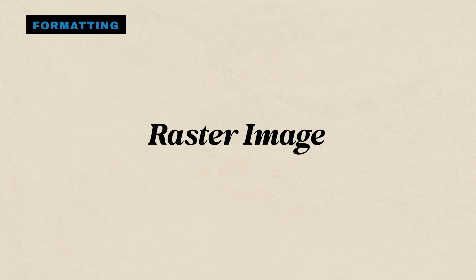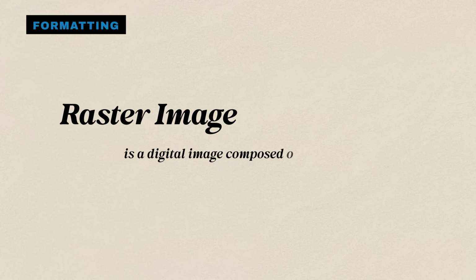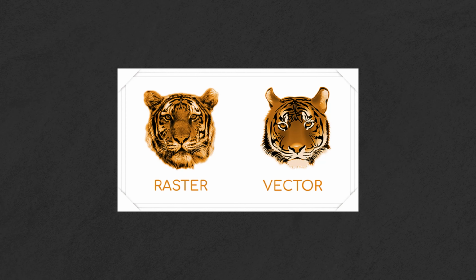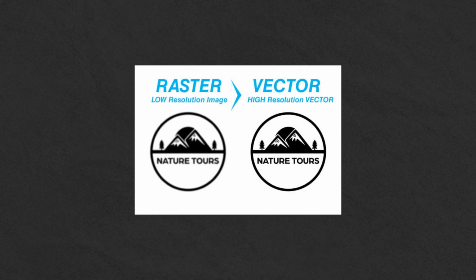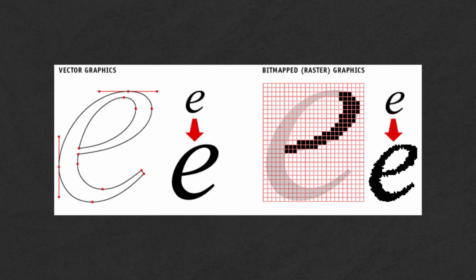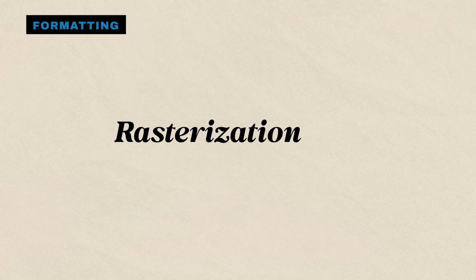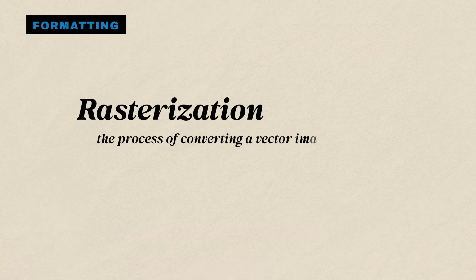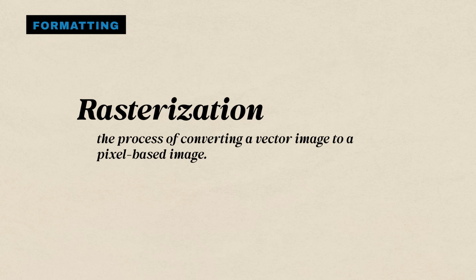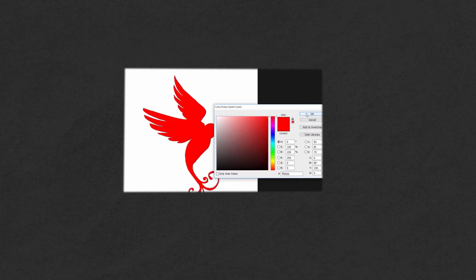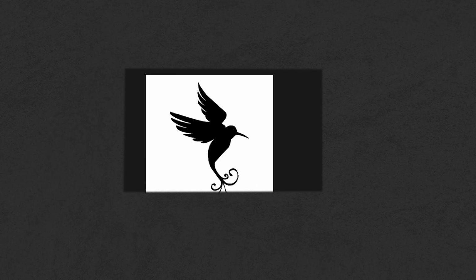A raster image, also known as a bitmap image, is a digital image composed of pixels. Each pixel in a rasterized image has a specific color and position, and together they form the entire image. In graphic design programs, rasterization is the process of converting a vector image to a pixel-based image, and this is often done for displaying vector graphics on screens such as a website.